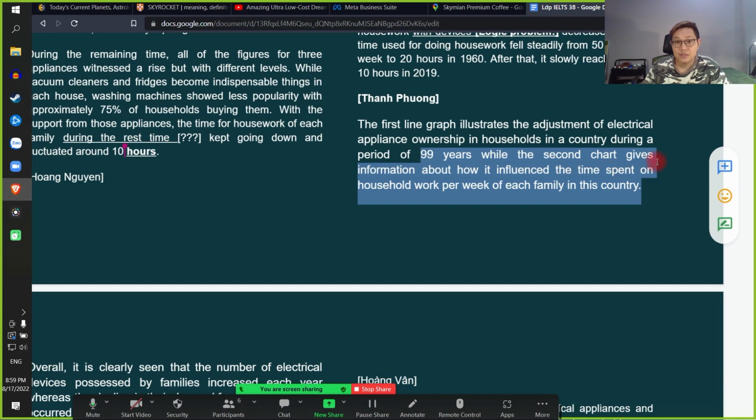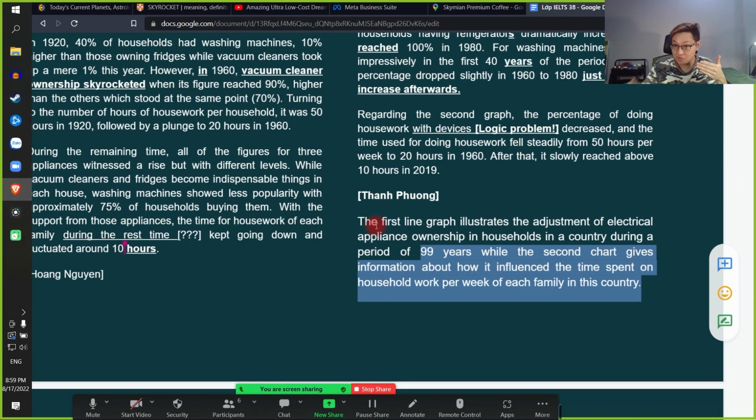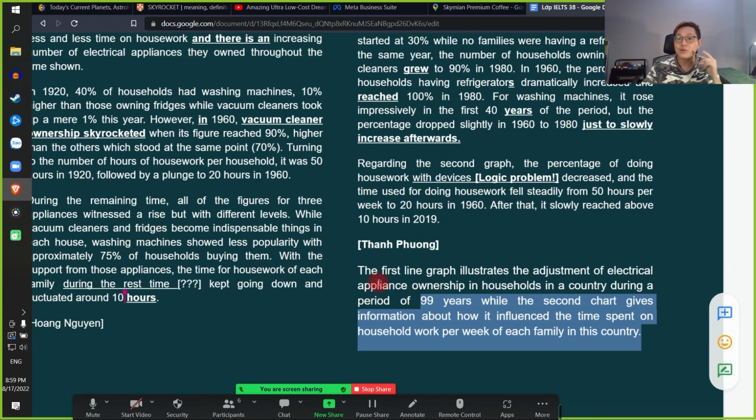Trong khi cái biểu đồ thứ hai cho thông tin về làm thế nào nó gây ảnh hưởng đến cái thời gian dành cho việc nhà một tuần. Hai cái này nhiều khi nó không ảnh hưởng nhau đâu nha. Nhiều khi hai cái này nó không có liên quan đến nhau lắm đó nha. Như thầy đã nói hồi nãy, vấn đề logic của bạn Dương á, Phương lại mắc vào vấn đề logic đó luôn. You got the same logic problem as Mr. Dương here, because you assume that the ownership of appliances will influence the hours they do housework, right? Logic problem again.